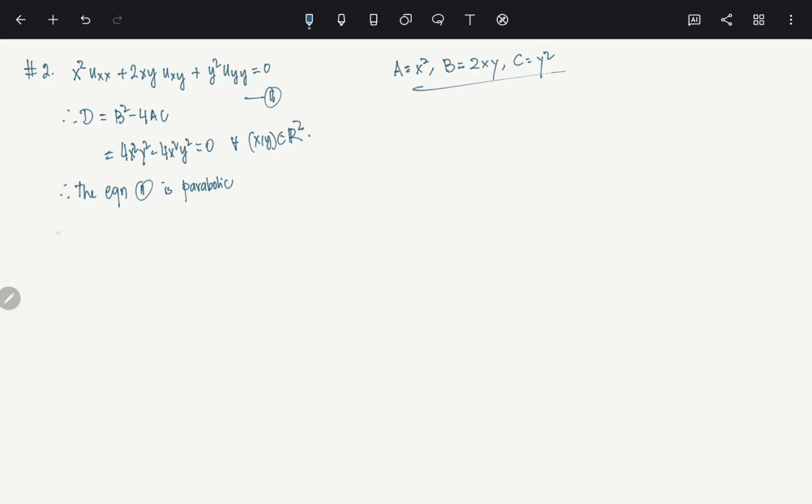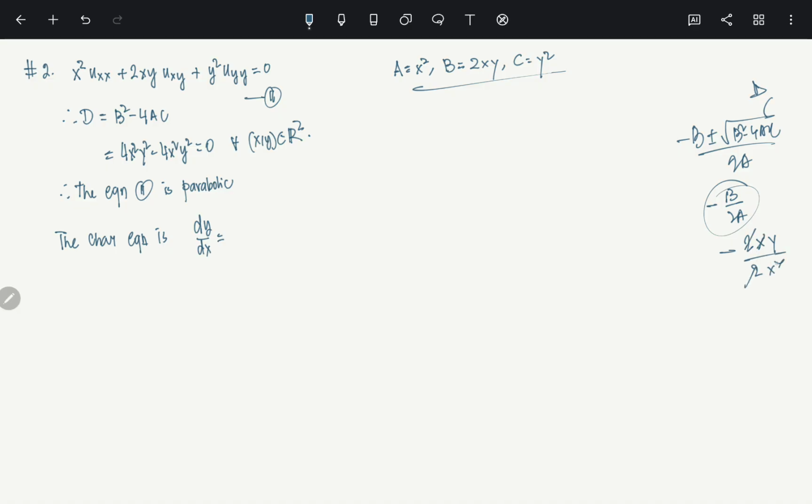So we find out the characteristic equation. Therefore the characteristic equation is dy by dx, if you remember again, is minus b plus minus root over b square minus 4ac by 2a. Now in this case the discriminant part is always going to be 0. So we only get minus b by 2a. That is the only thing which you are going to get. So what is my b? It is 2xy, and what is 2a? It is 2x square. So this cancels out, this cancels out, and it is minus y by x. That's what we have.